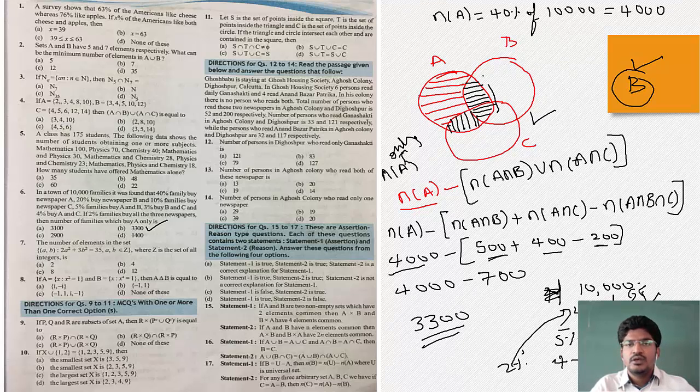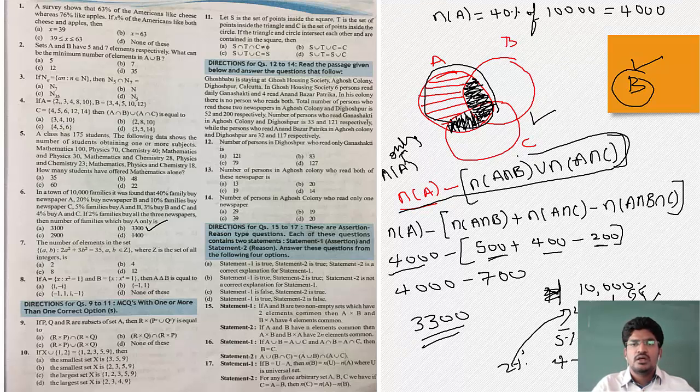See this, complete A minus this particular term will give you the elements in A only. So, for that you can use this equation, that is n of A minus n of A intersection B union n of A intersection C. So, the union of these two intersections will be subtracted from A. So, this is nothing but set A.